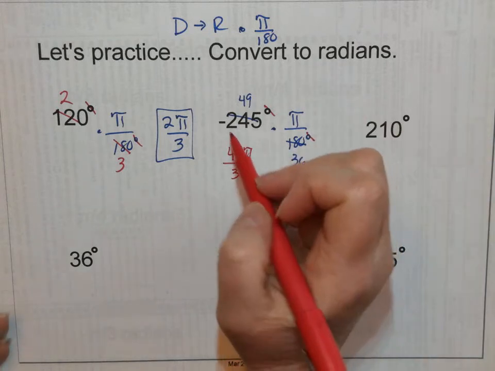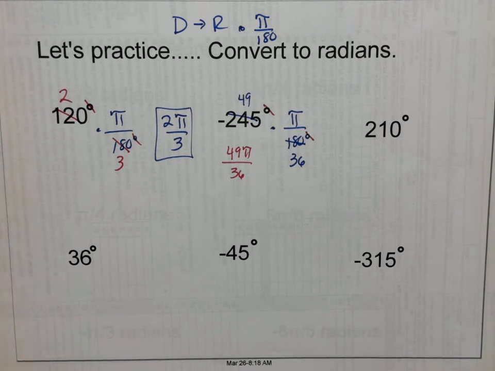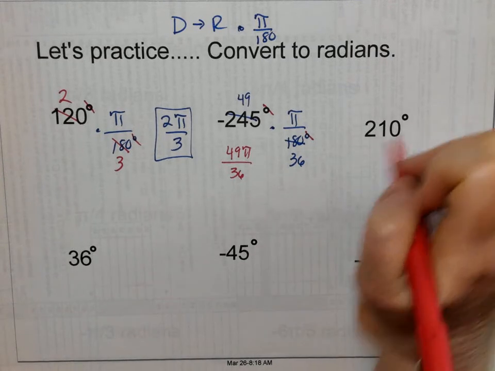That doesn't look right. I'll come back to that in a second. Let me double check my math there. 245 divided by 5, yeah. 180 divided by 5, yeah. Yep, nothing goes into those. So it must be right: 49 pi over 36. Yuck. Not pretty. How about this one?